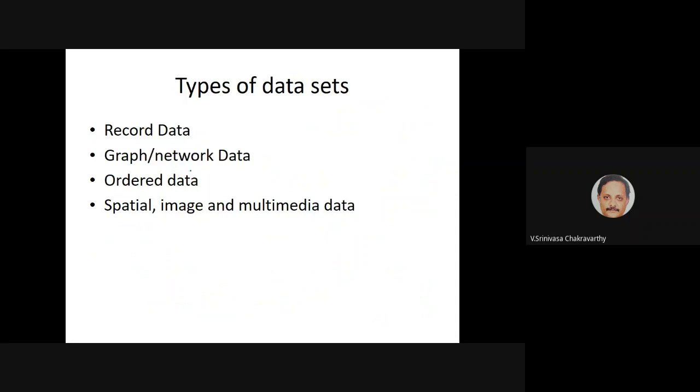So, types of data again: record data, which is just vectors, or graph or network data, ordered data, spatial, image and multimedia data. Record data is just vectors, and you have already seen that. Now graph data is where the data is given in the form of a graph. All right, I'll discuss this one by one.